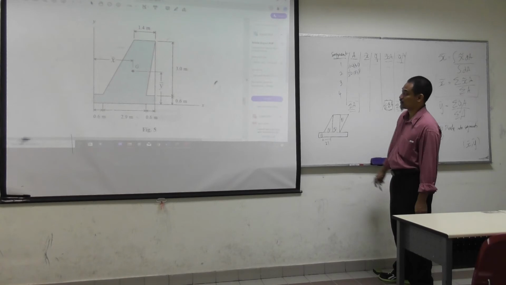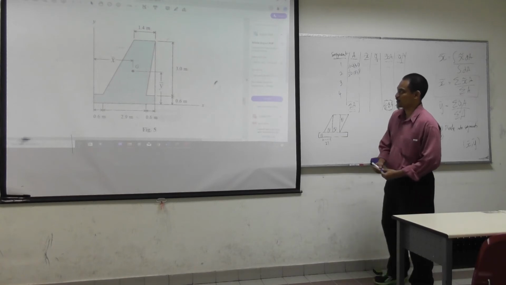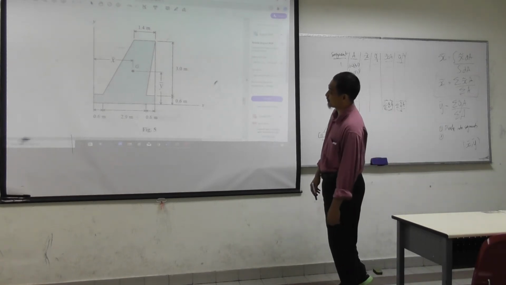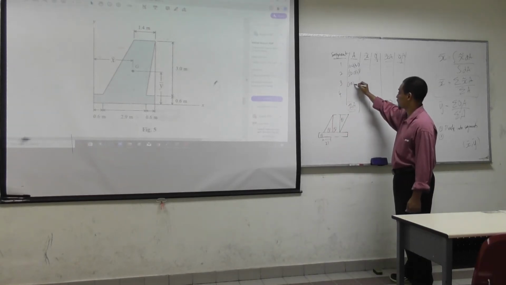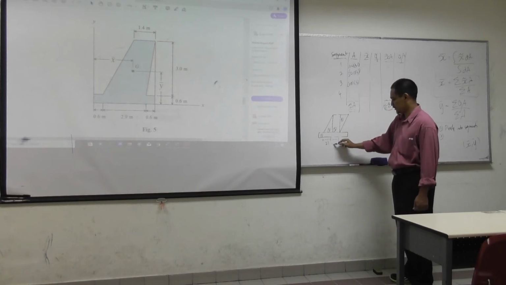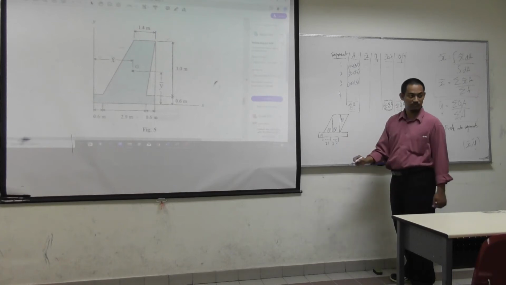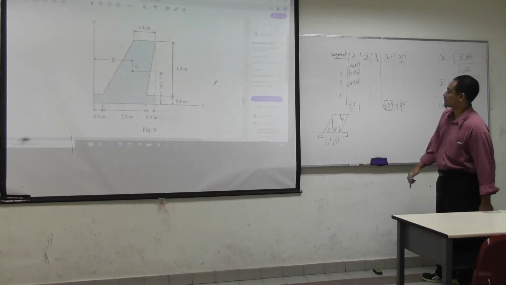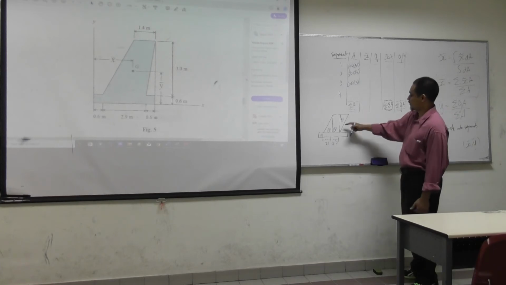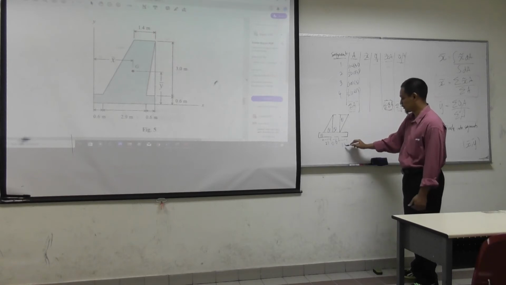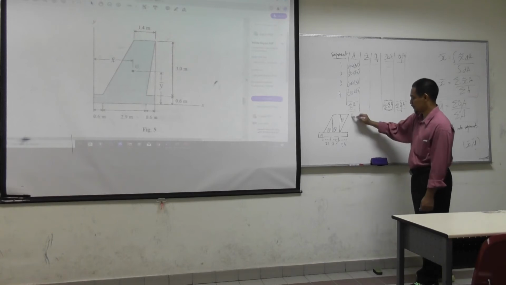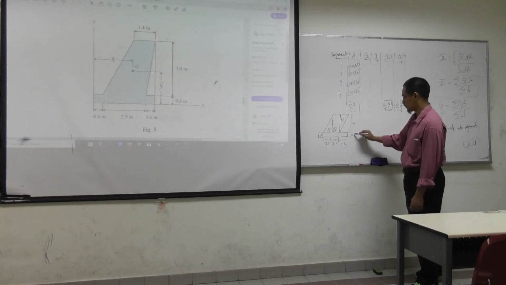Rectangle number 3: what's the length? 1.4 minus 0.6, so 0.8, and the other side is 3. Let me verify. The triangle here is half times 0.6 times 3. This is 0.6, this is 3, and this is 0.6.